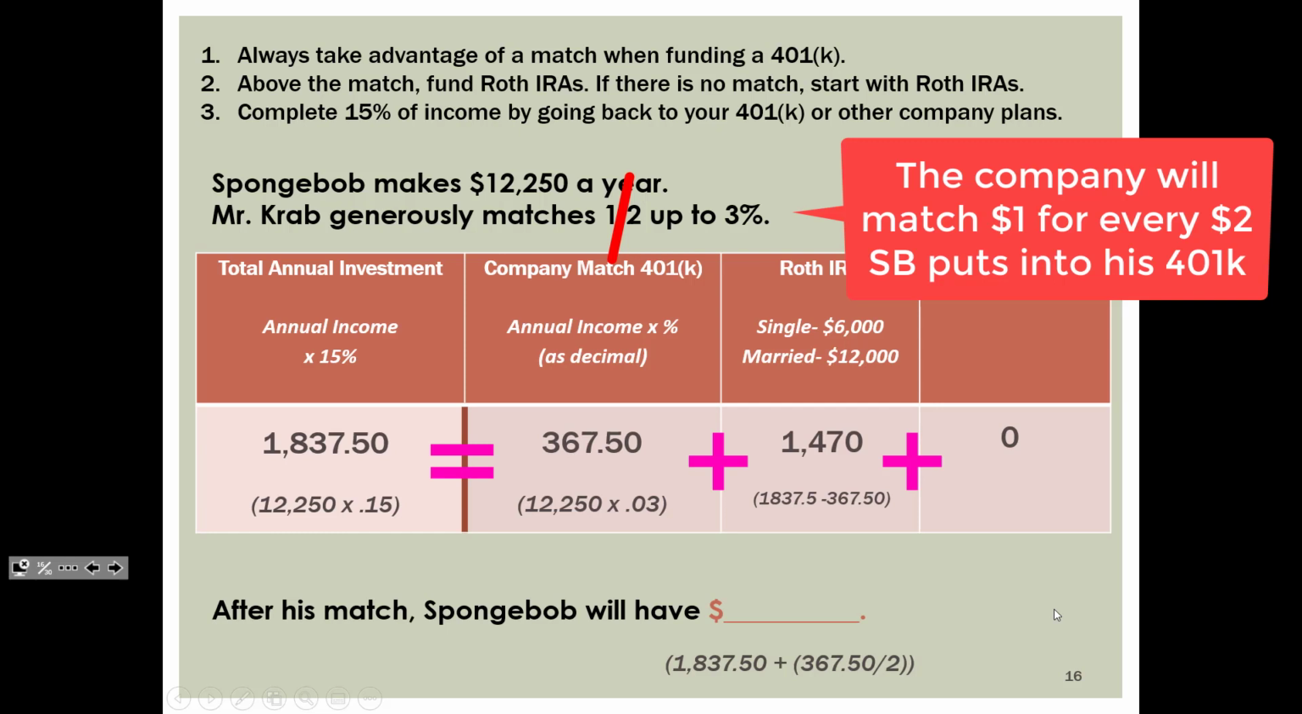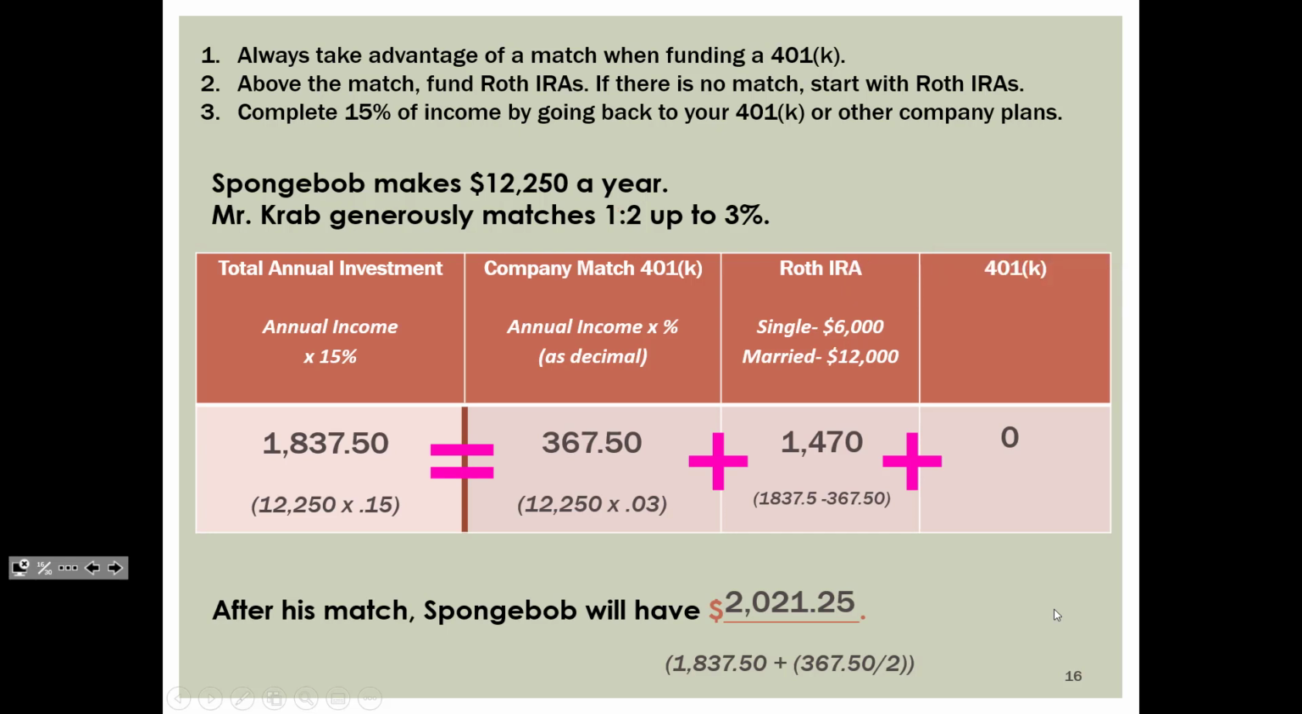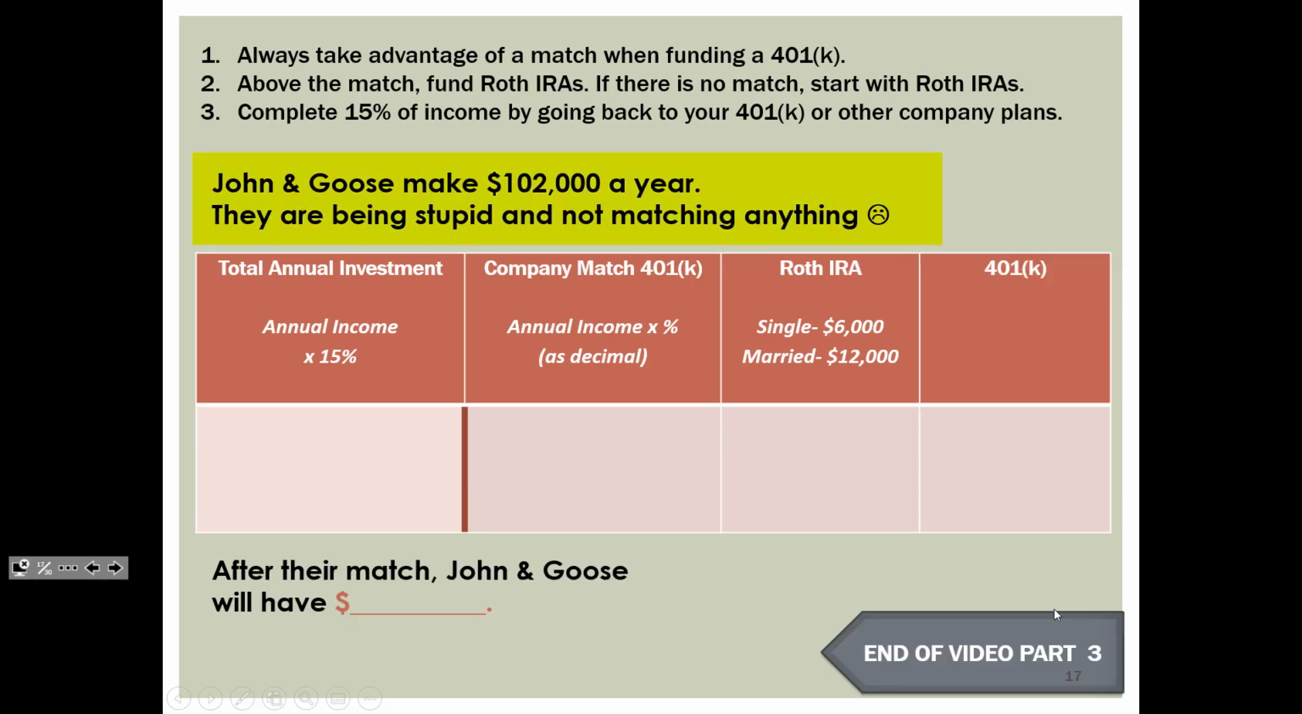So I took $367.50. I divided it by 2. Then I added that on to his 15%. So SpongeBob walks away with $2,021.25. Final example, John and I make $102,000 a year.